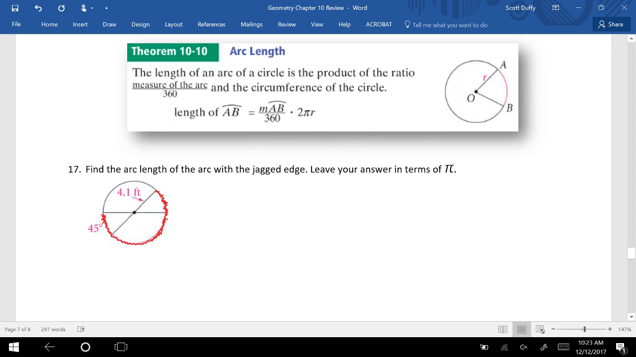The arc length is equal to the circumference times the ratio of the angle to 360. So basically the portion out of 360. In this case, I have 45 right here, and then I have another 180. Add that up, equals 225. So that is my angle, all the way around, 225 degrees. I know my radius is 4.1, so I plug it into my equation.